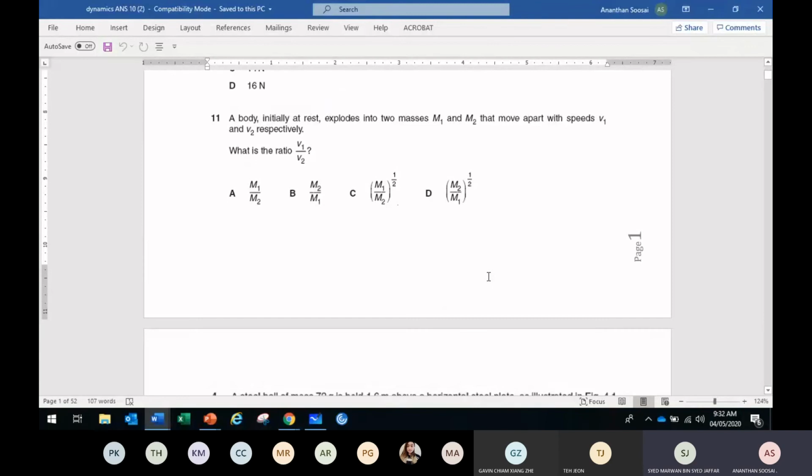Question 11, same here, page 1. Okay, 1 minute for you. This is a little calculation. Need calculation. So I give you 2 minutes. Get me the answer. Use conservation of momentum to calculate the answer.